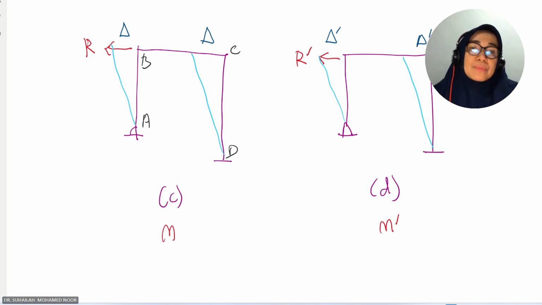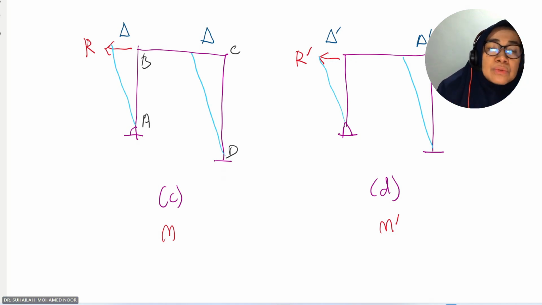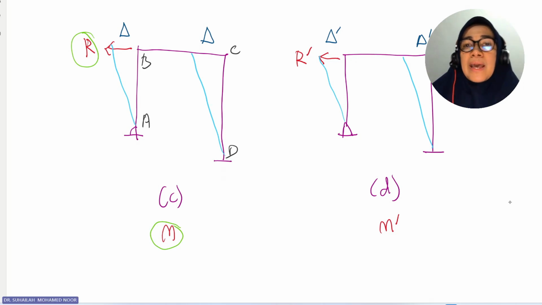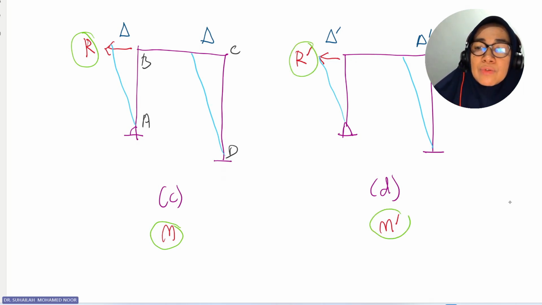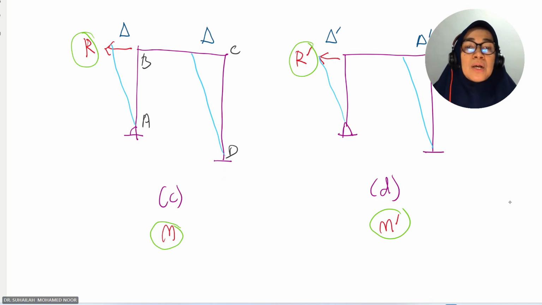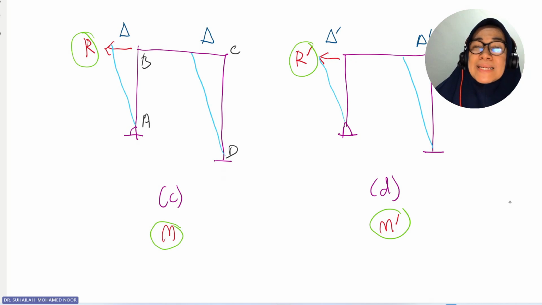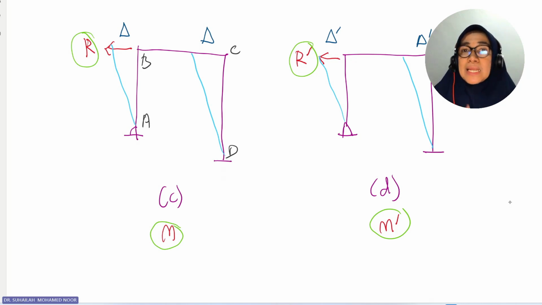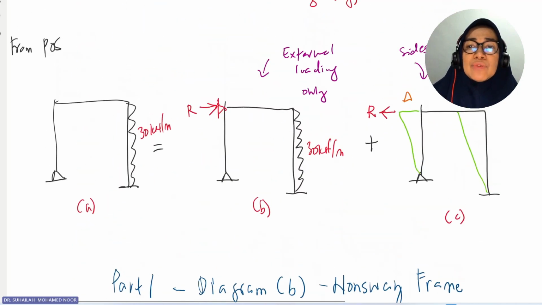Now we have to compare these two diagrams, and we have to write one equation based on R and M and R prime and also M prime. This is because we are going to determine M. We want to calculate the end moment in diagram C. Listen carefully.